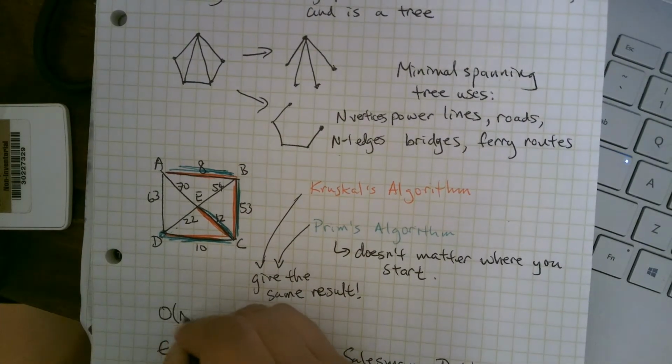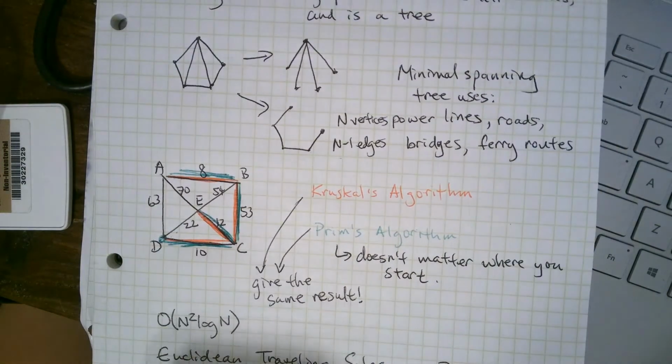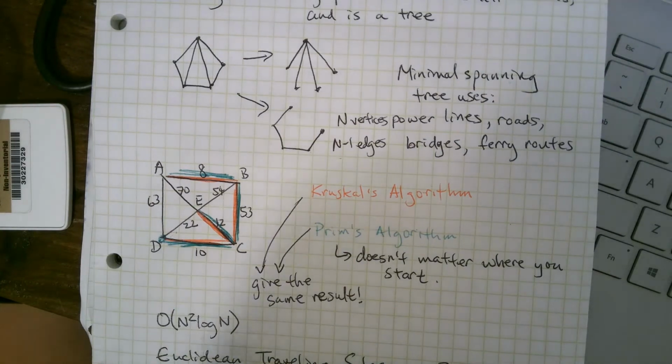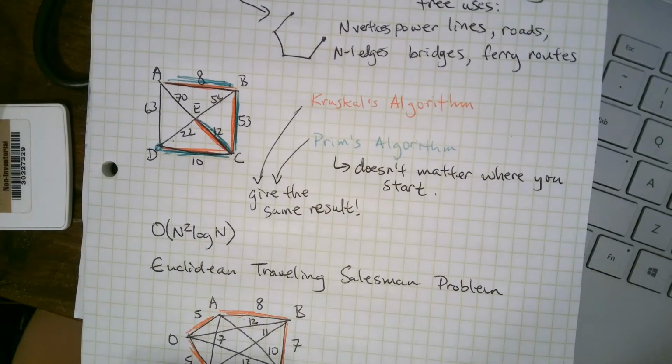They run in n squared log n time, where n is the number of vertices. So that's considered polynomial time. This isn't a polynomial, but log n is smaller than n, so this is smaller than n cubed, considered polynomial time. So these are pretty good.